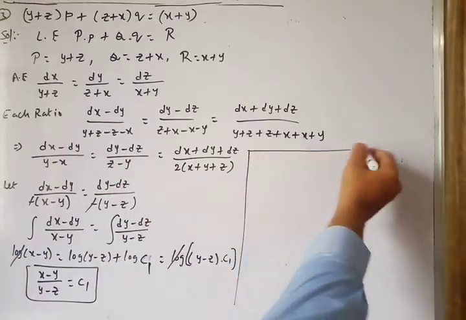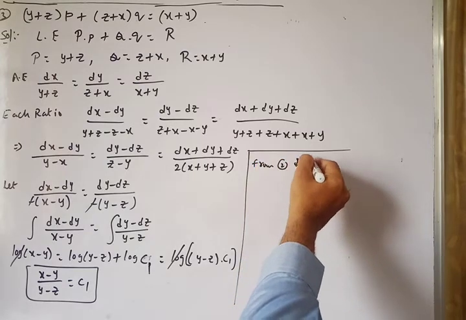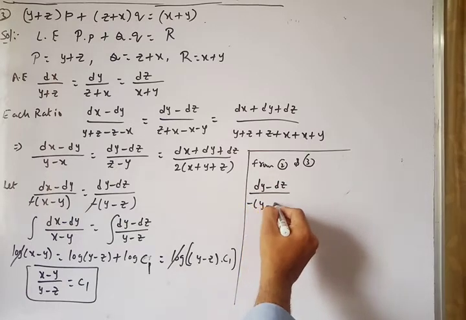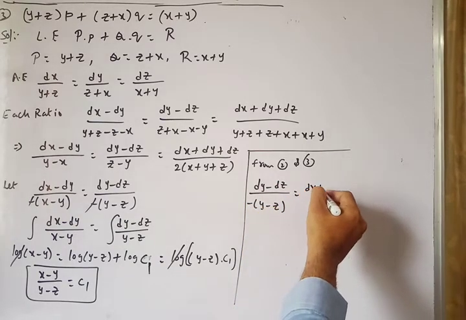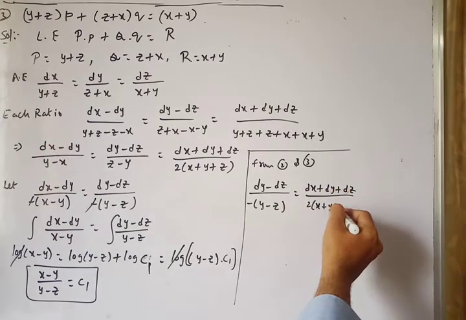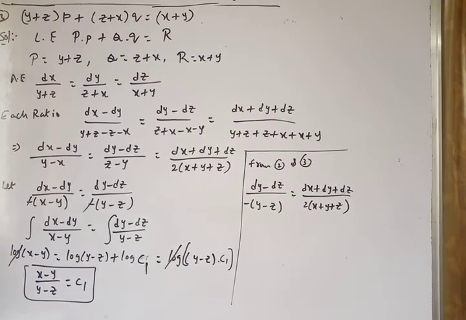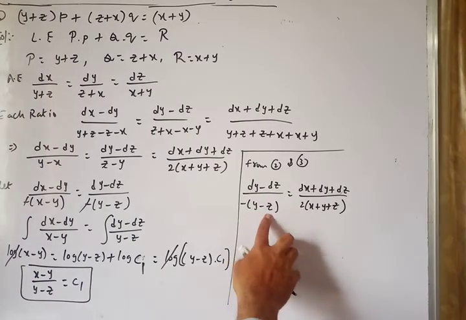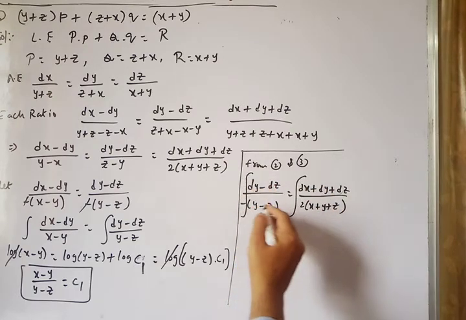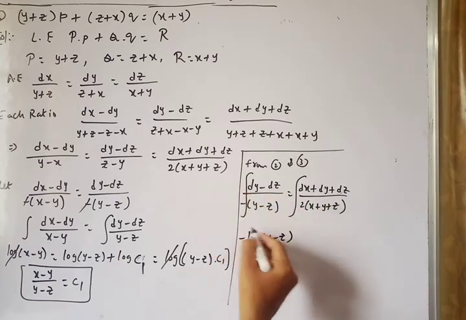So what I get here from 2 and 3: dy minus dz by, this minus is common here, y minus z, is equal to dx plus dy plus dz by 2 into x plus y plus z, correct? Now you have to integrate here. This is f of x, this is f dash of x, this is f of x, this is f dash of x. Integration of f dash of x by f of x is log f of x, log of y minus z. This 2 is there, so bring this 2 this side.